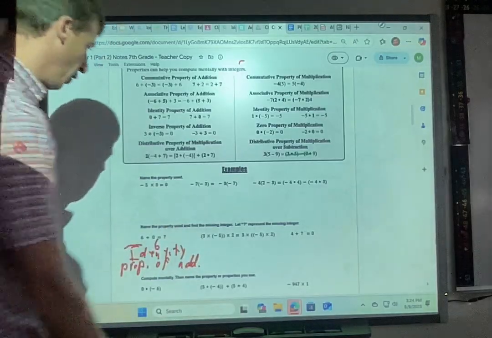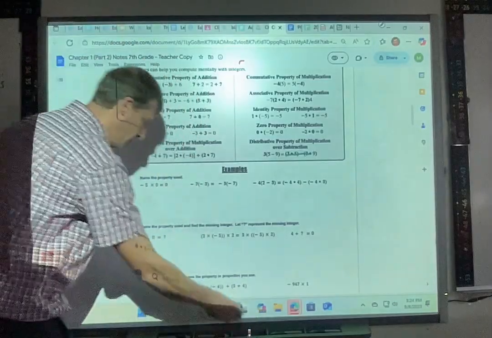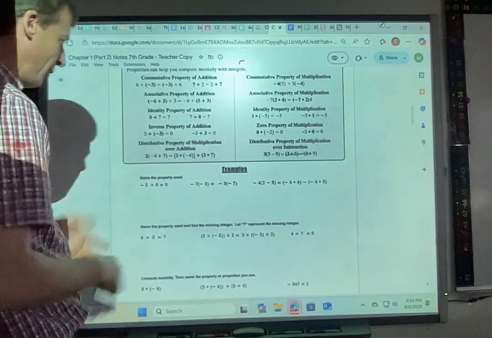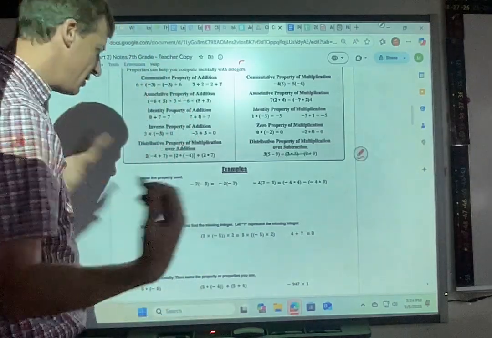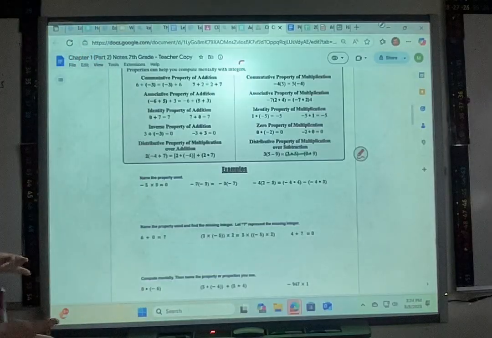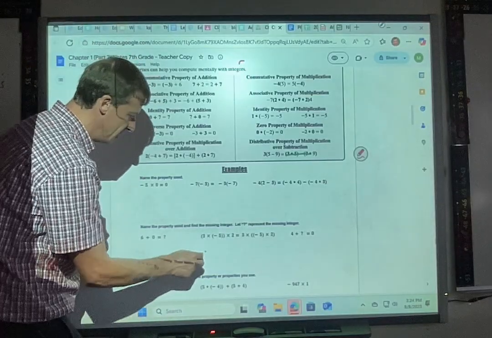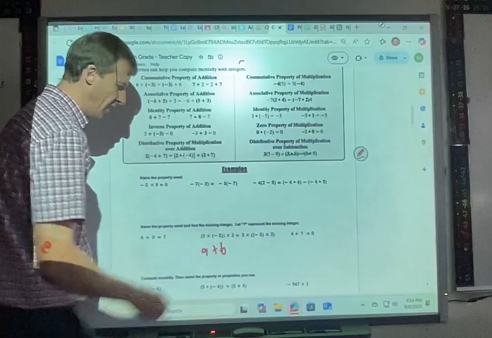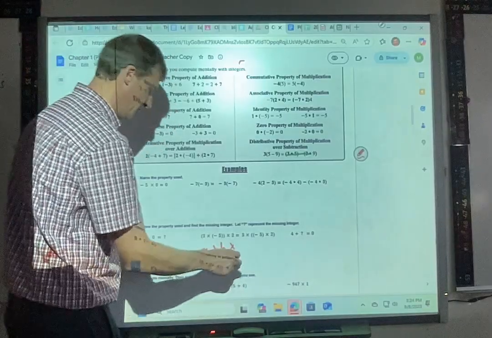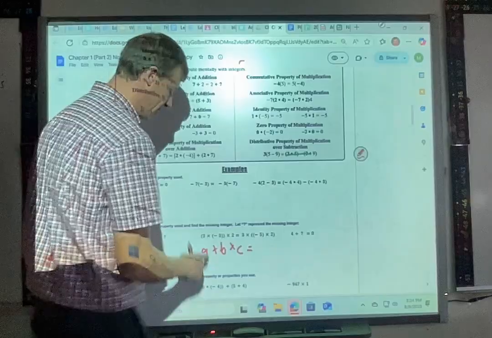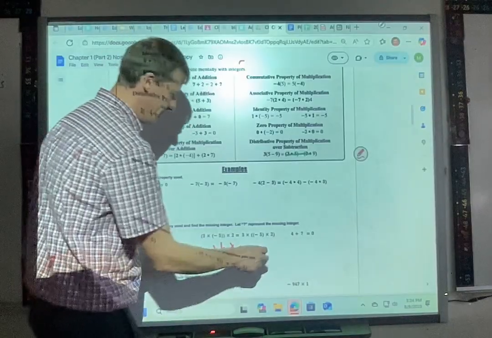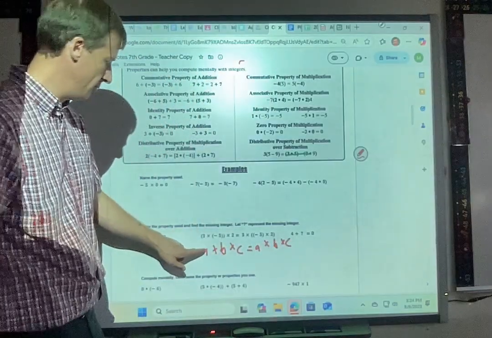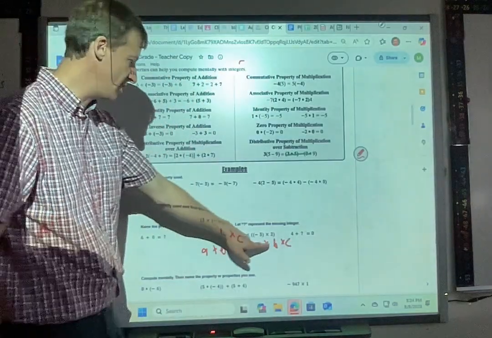Next up, this is a lot to look at. 3 times parentheses, negative 5 parentheses, times 2. To make this a little bit easier, let's use a letter instead of a number. I think that'll make it easier. So really what I have here is A times B times C. I'm going to use A for 3 and B for negative 5, times C, equals A times B times C.